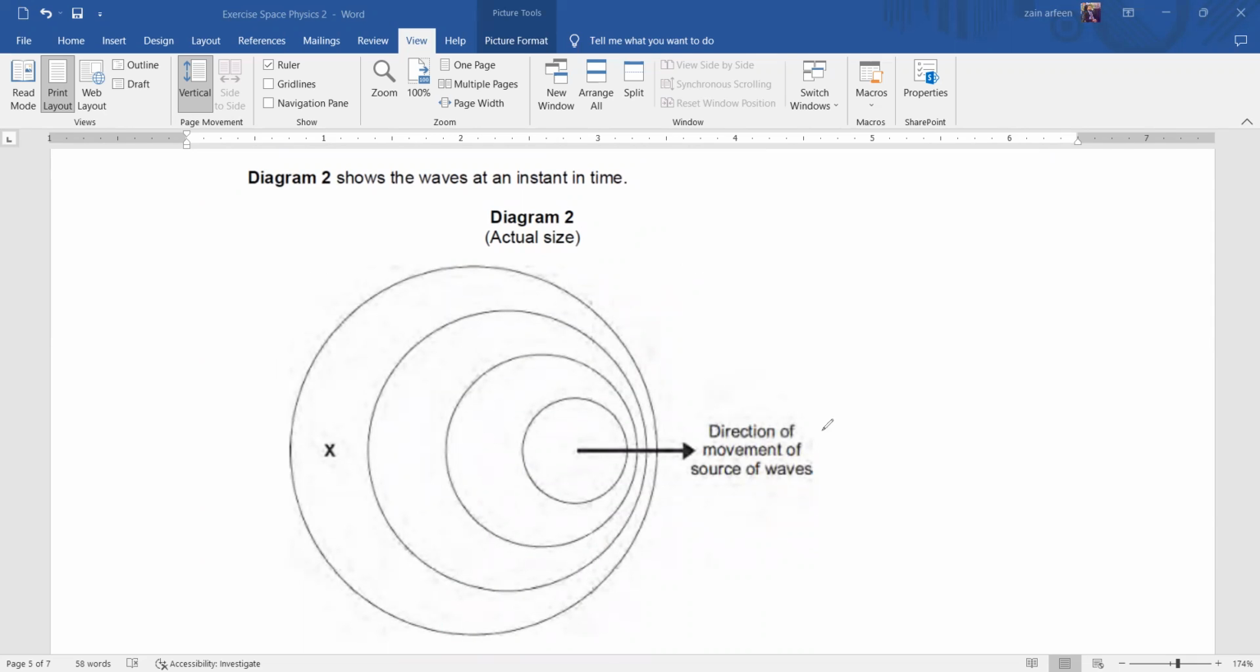So, for example, if there is an observer at X and another observer at Y. As a result, what will happen? Because the source is moving towards observer Y, he will observe a shorter wavelength and a higher frequency. And observer X will receive a longer wavelength and a smaller frequency.